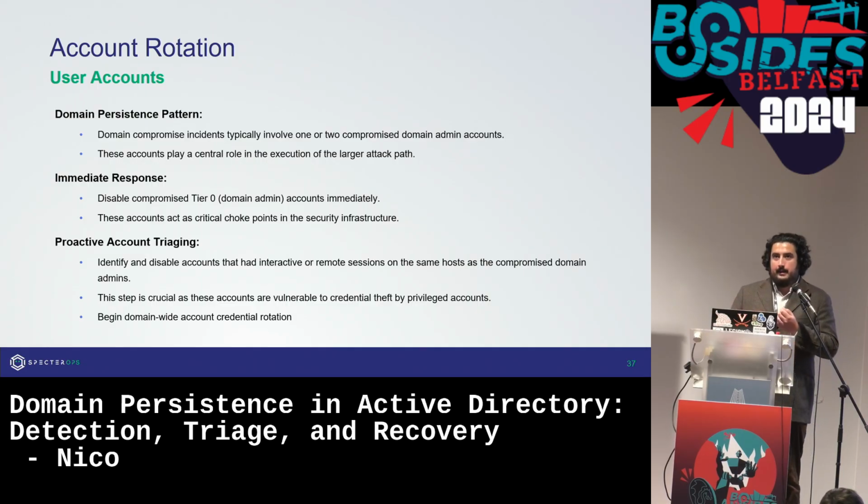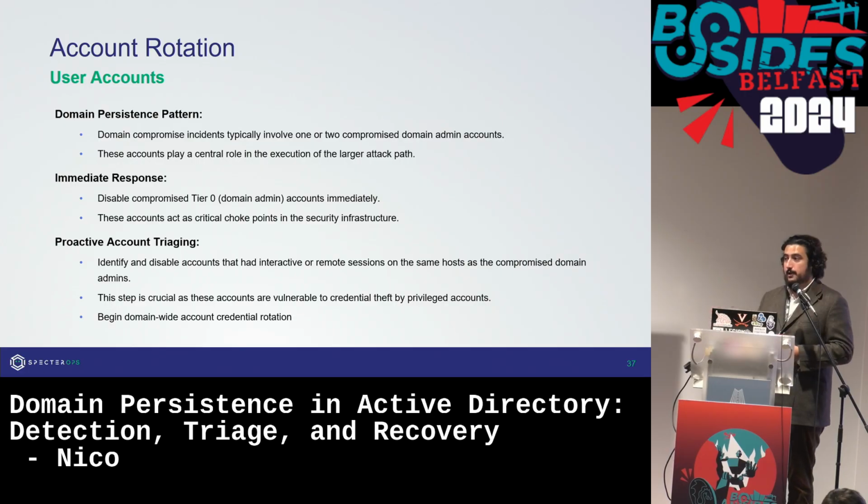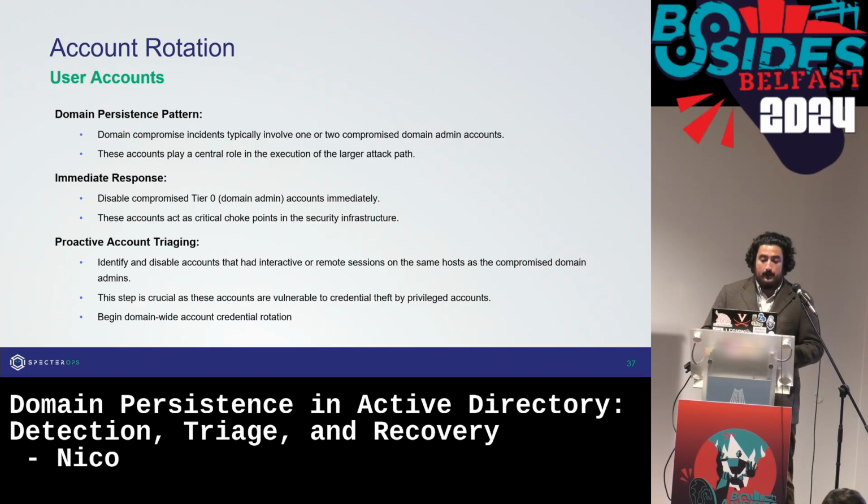You could have, in a more dire situation, to disable all of them, which hopefully is not the case, but that's something to keep in consideration. That's what you want to do first, right? Take away their immediate access to that DC so they can't pivot or laterally move.